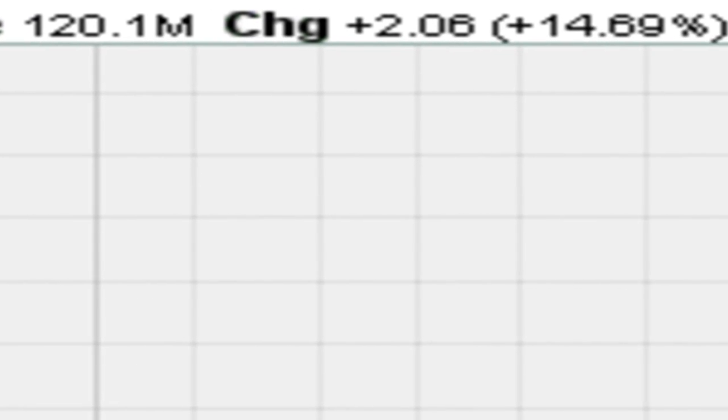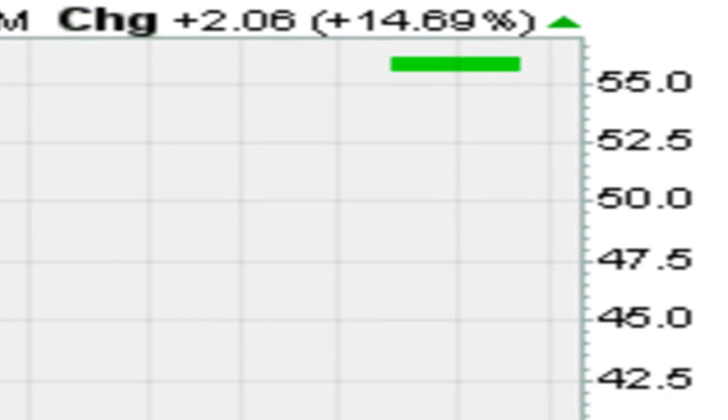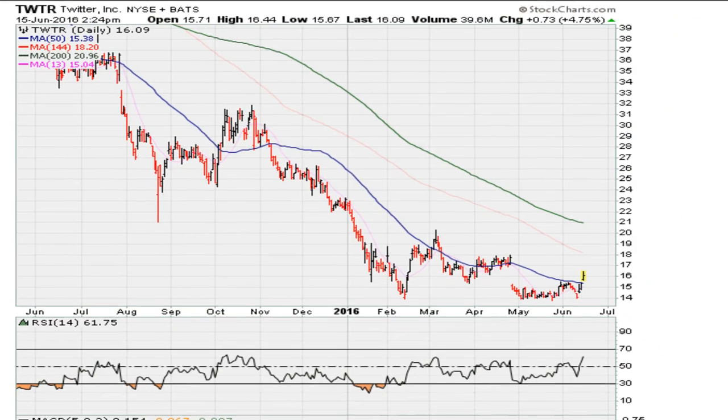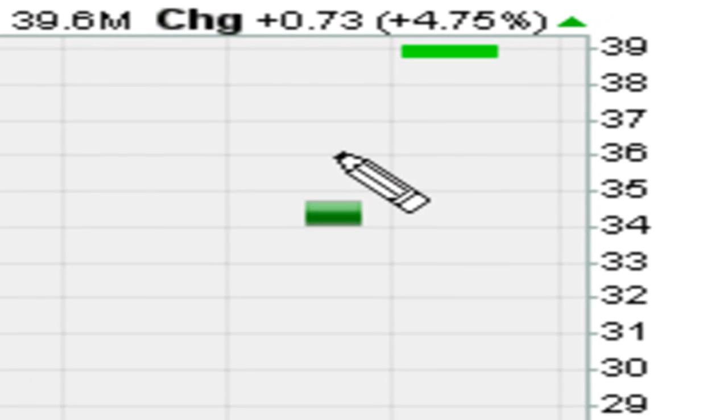Let's take a look at Twitter, which over the past week, in fact the last 3 days, the stock is up about 14 to 15% for the week. In fact, for the day today, we see that it is up about, let's call it about 5%. So nice move over the last week or so.